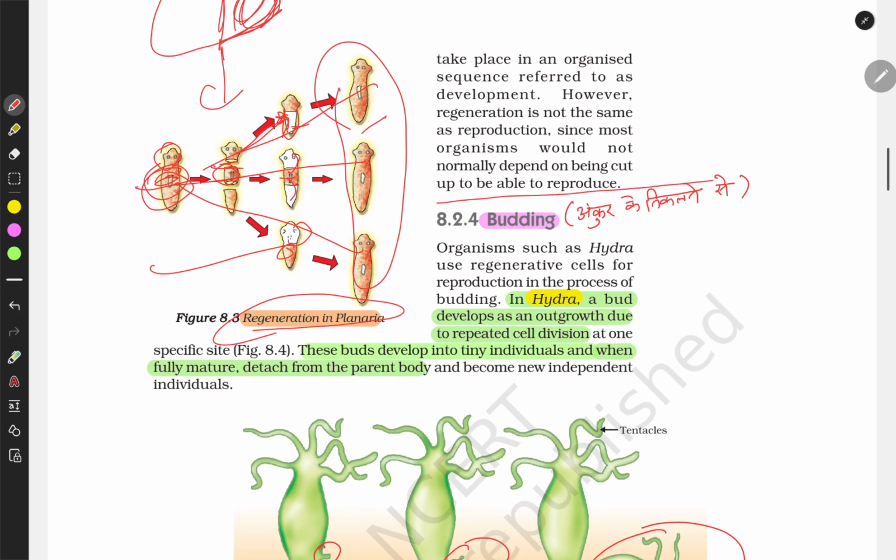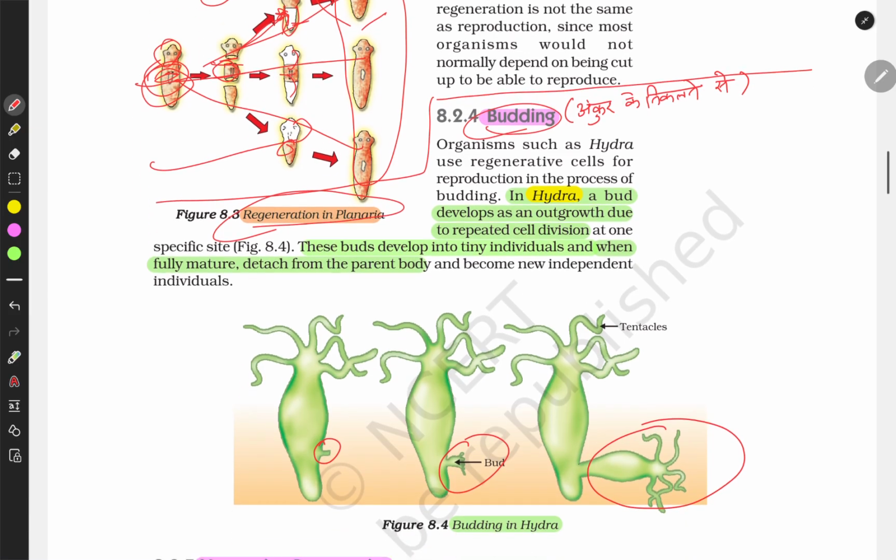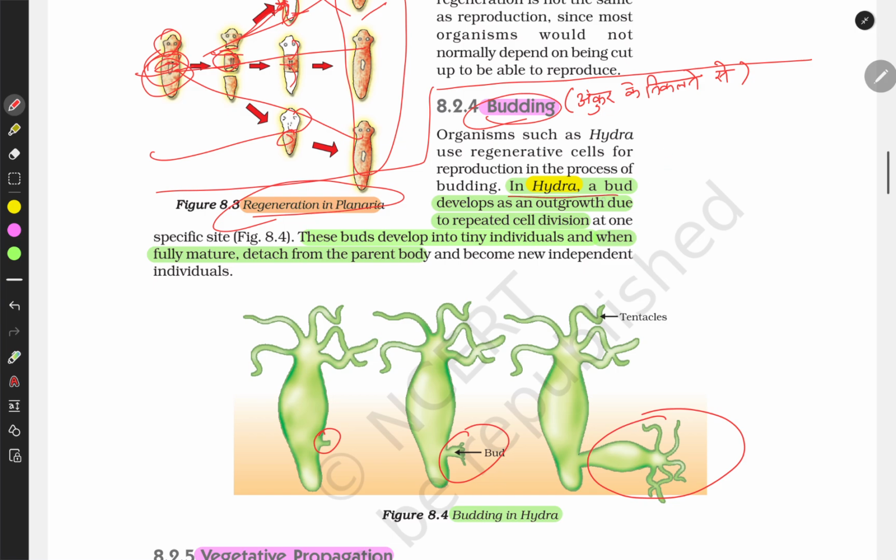Another mode of reproduction is budding. We see budding in hydra. In hydra, a bud develops through an outgrowth due to repeated cell division at one specific site. These buds develop into tiny individuals, and when fully mature they detach from the parent body. So this is how, like we say it, ankur nikalna.